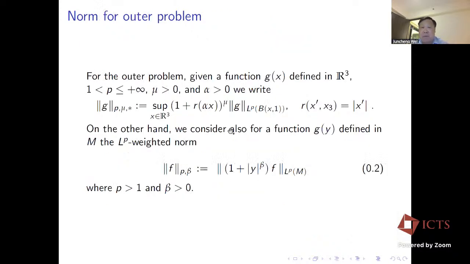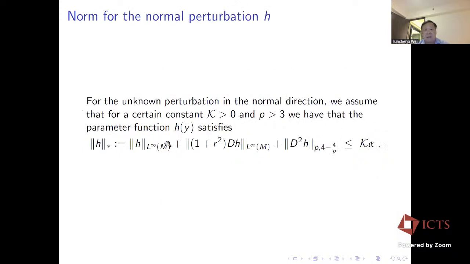Okay, so for the outer problem, we have a function defined in the whole R3. For the outer problem, we just need decay along the surface. So this is a problem on the surface. And what about the normal direction, the edge? We use the algebraic decay and the W2P norm.